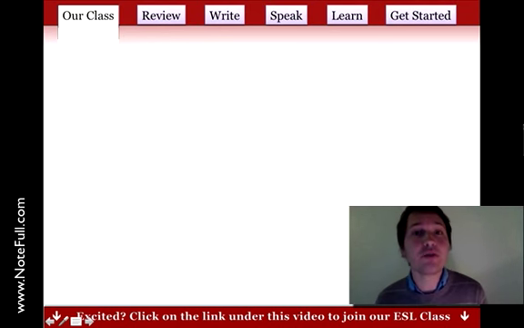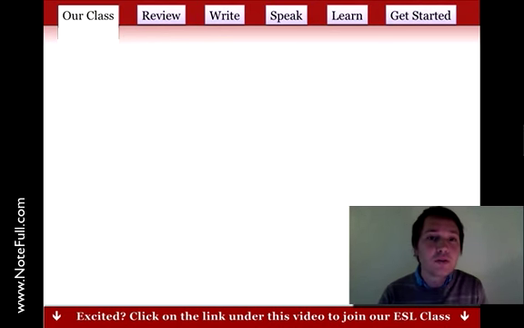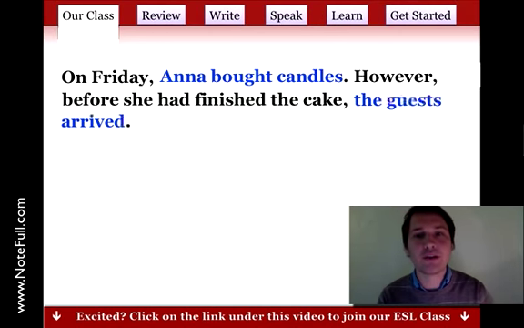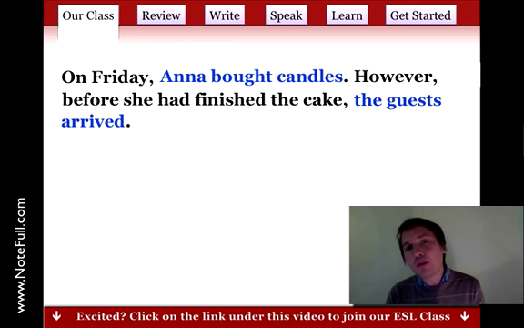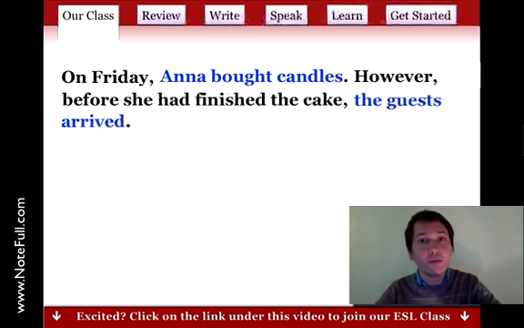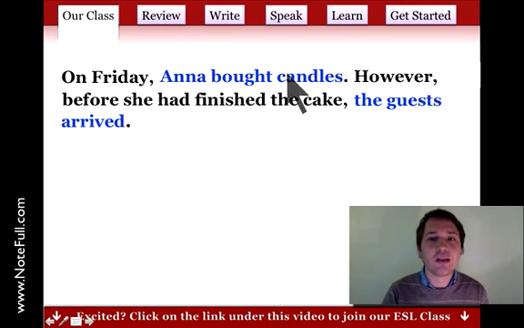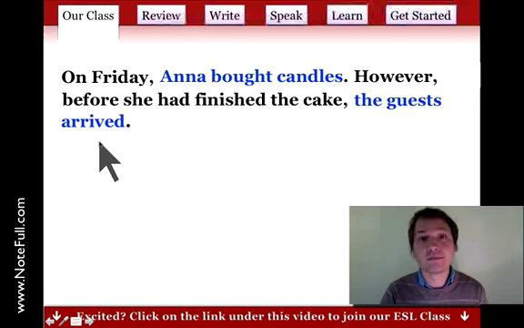Now, what if we want to use two sentences together? Let's put two together. On Friday, Anna bought candles. However, before she had finished the cake, the guests arrived. We took two sentences and we separated them with a period because they're both complete. And you'll notice each sentence has an independent clause. Anna bought candles, the guests arrived. So we know that they're complete.